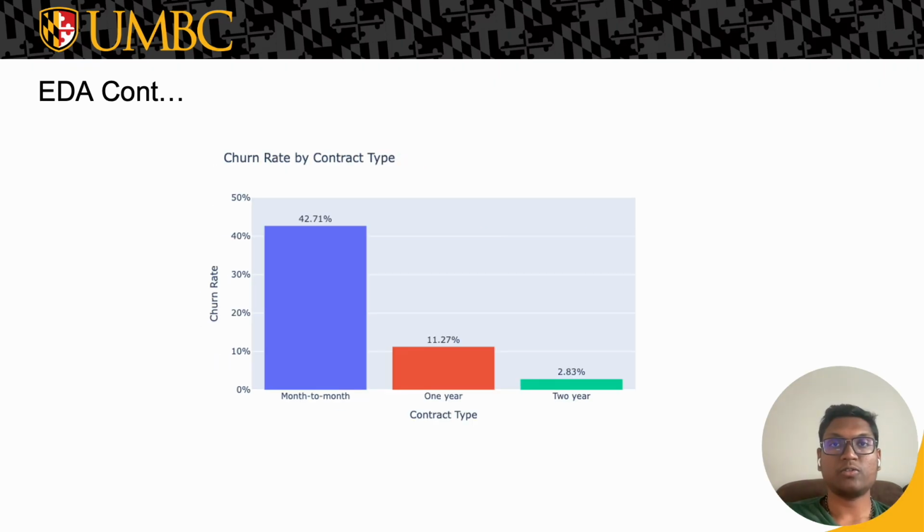This chart shows an even stronger signal. Here, we see the churn rate by contract type. Customers on month-to-month contracts churn at an alarming rate of 42.7%. In stark contrast, customers on a 1 year contract or a 2 year contract are significantly more loyal. This is likely the strongest driver we have found.